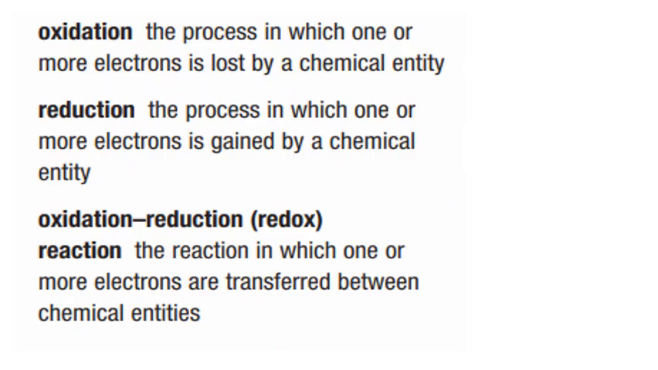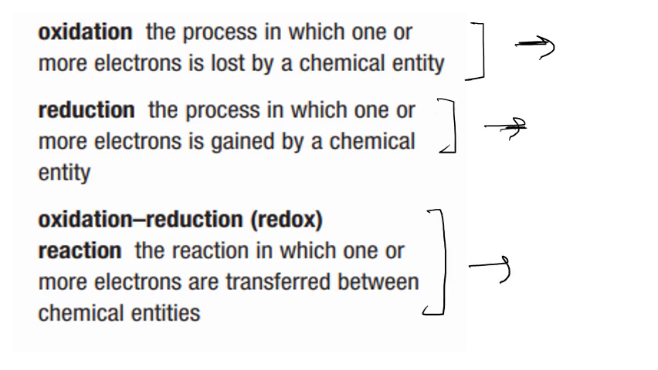Now moving on, we have these little definitions for a quick review. What we just did, the process in which one or more electrons are lost by a chemical entity, we call that oxidation. Similarly, the process in which one or more electrons are gained, we call that reduction. And then again, oxidation reduction reaction is the reaction in which one or more electrons are transferred, right? So one is losing electron and the other one is gaining electron. Okay, so that is your redox reaction.